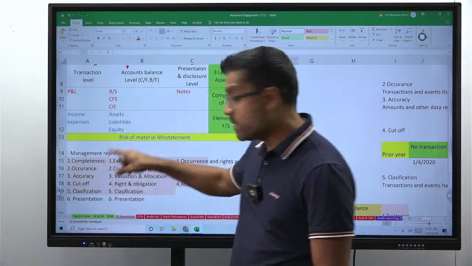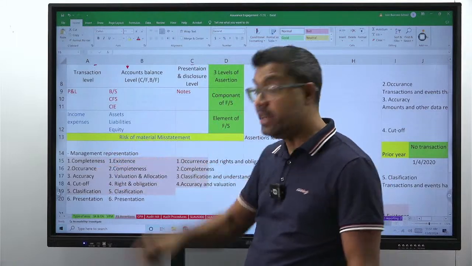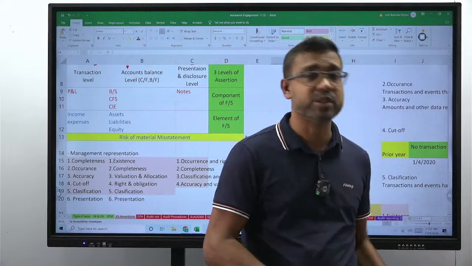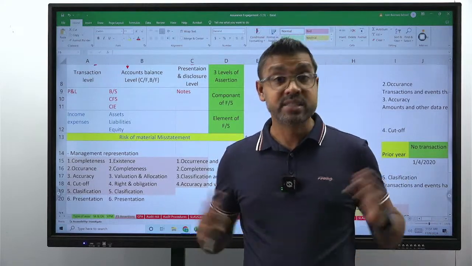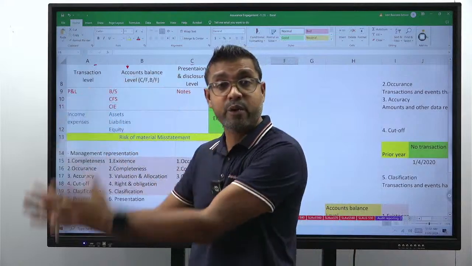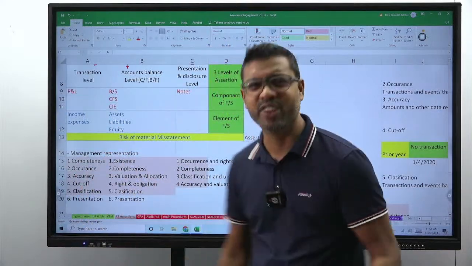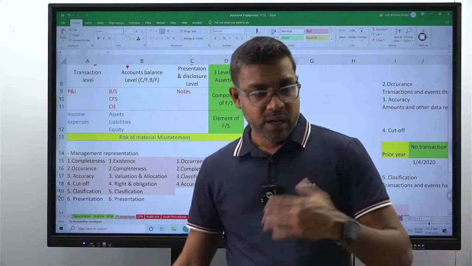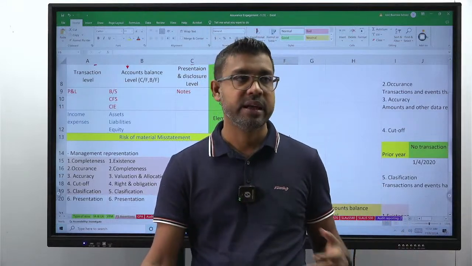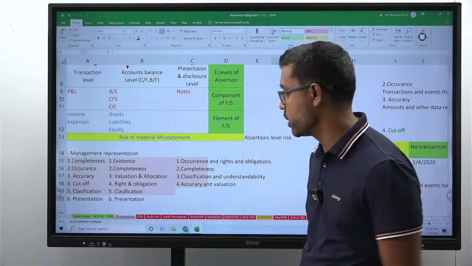You're auditing management representation. They are saying all transactions occurred. But when you perform audit procedures, you have identified that certain transactions you have recorded have not occurred. Non-compliance with that. Accuracy, very simple. Amounts that you have reported should be appropriate and accurate. Appropriate, accurate numbers you have reported.